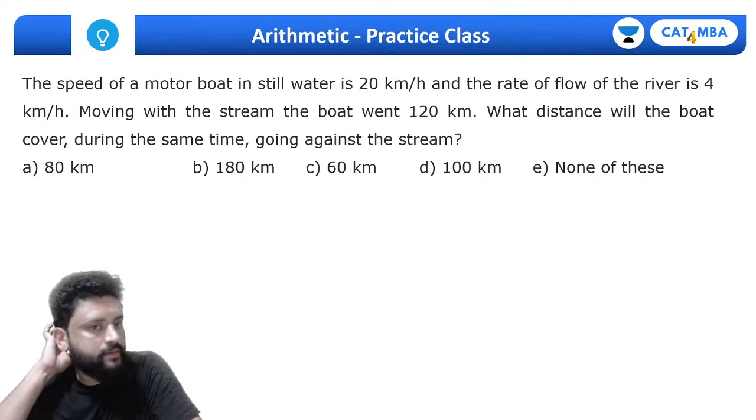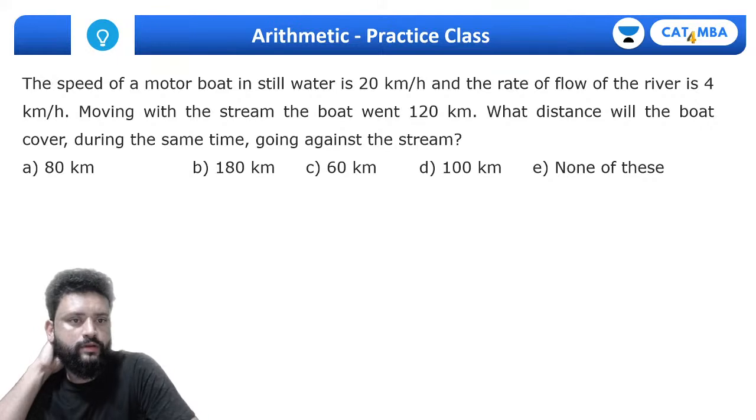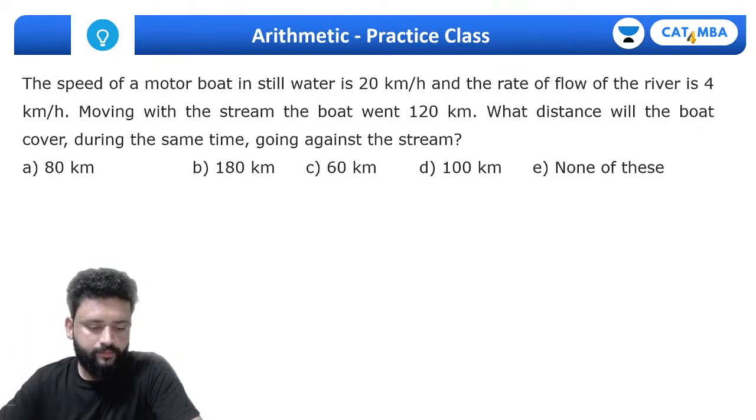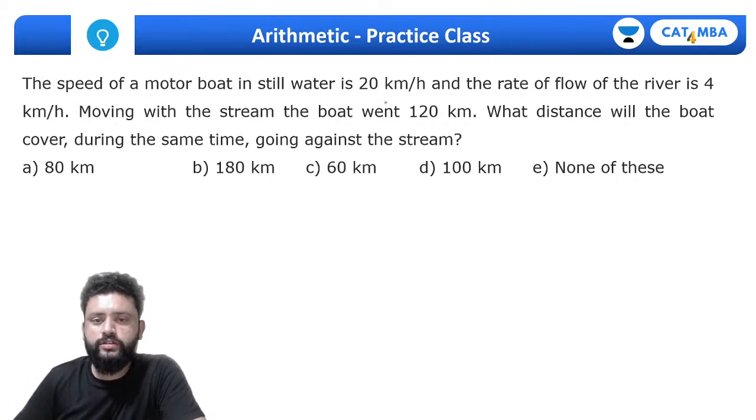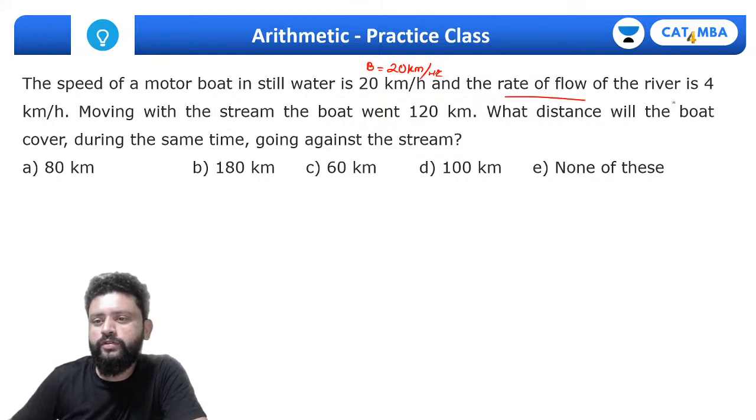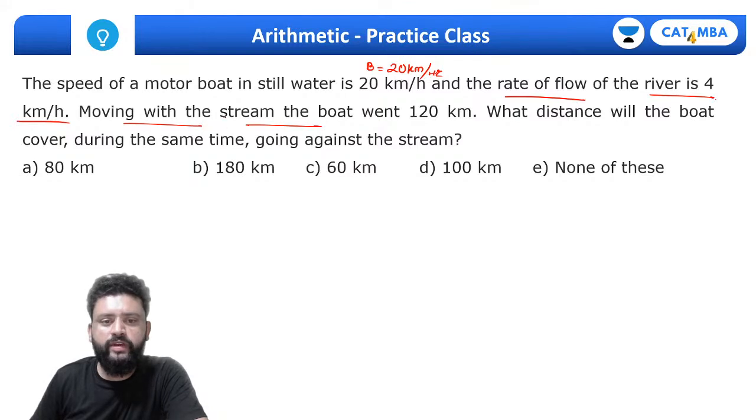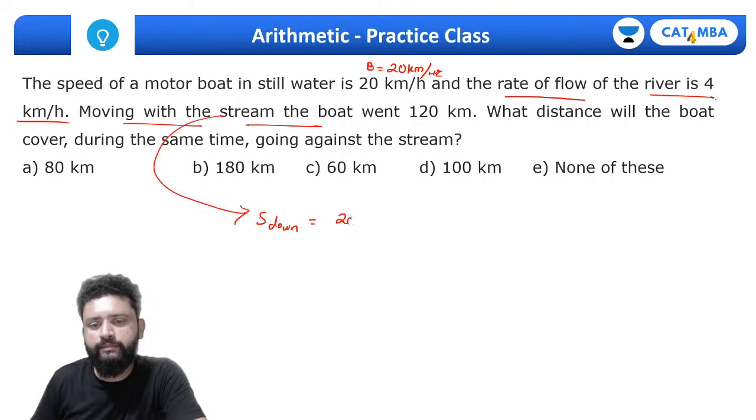Next one. This one is again easy. The speed of the motorboat in still water is 20 km per hour. And the rate of the flow of the river is 4 km per hour. Moving with the stream means downstream. What will be the speed of downstream? It will be 20 plus 4, which comes out to be 24 km per hour.